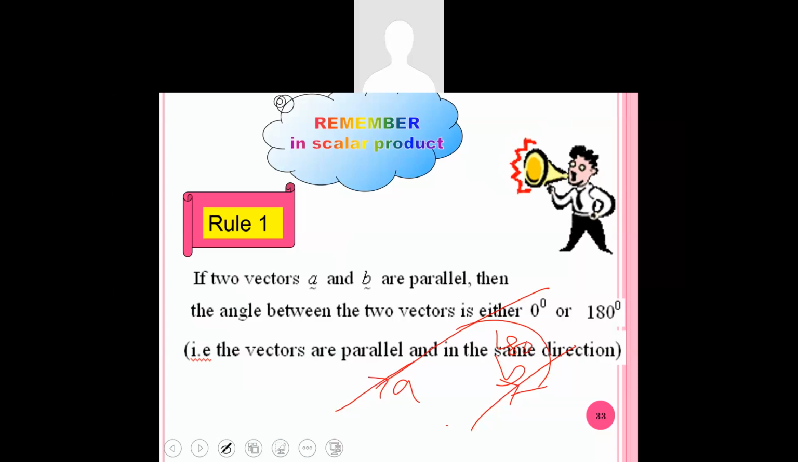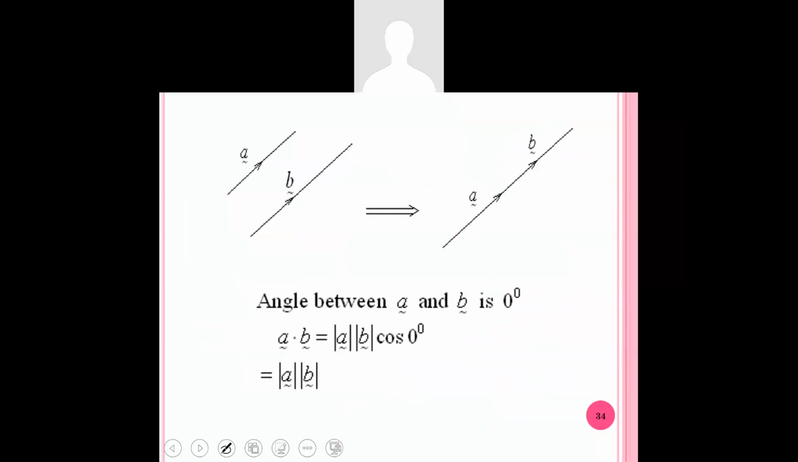Okay, so next rule, the angle between A and B is either 0 or 180, and cos 0 is equal to 1, and cos 180 is also 1. So therefore, the dot product of A and B just becomes the magnitude of A multiplied by the magnitude of B.